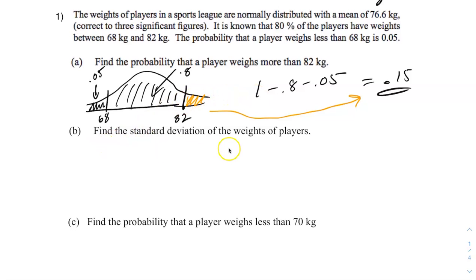Find the standard deviation of weights of players. So if you notice, they gave us the mean. Well, first of all, notice how they told us it's a normal distribution. So we know it's a normal problem. They gave us the mean, but they did not give us a standard deviation. Remember what I always say with that?